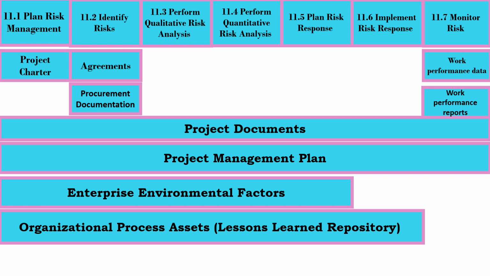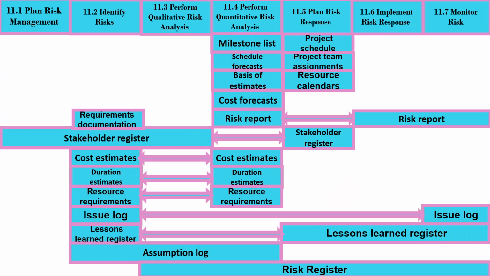The inputs of identify risk are agreements and procurement documentation. The inputs of monitor risk are work performance data and work performance reports. We mentioned in the last slide that project documents are inputs to all processes. Let us discuss them one by one.